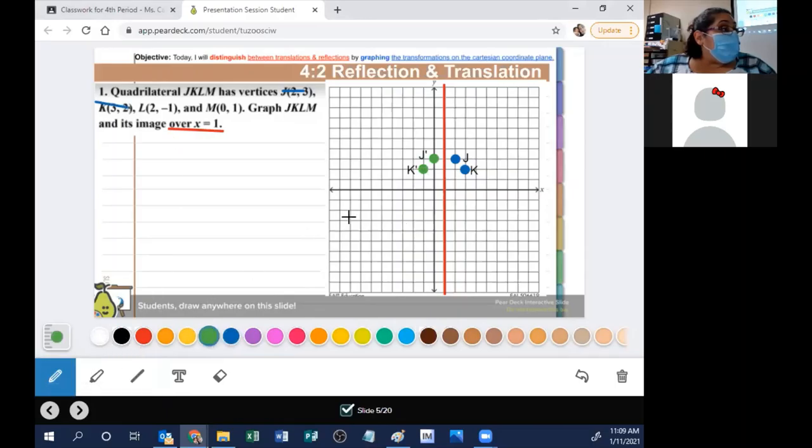Now I'm going to do L. And its reflection. Notice there's no recipe. For this one, there isn't going to be a recipe. This one, I have to count the distance.